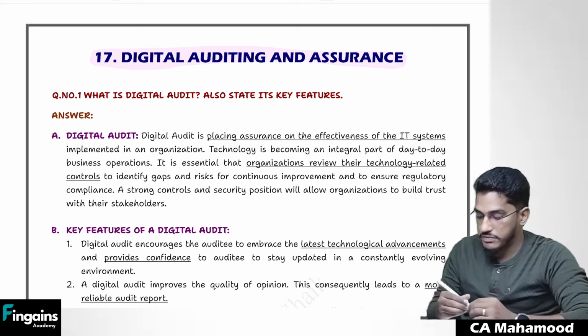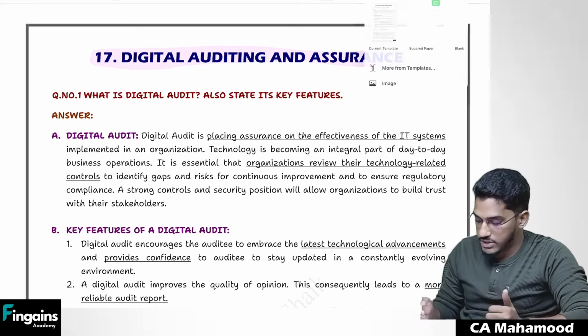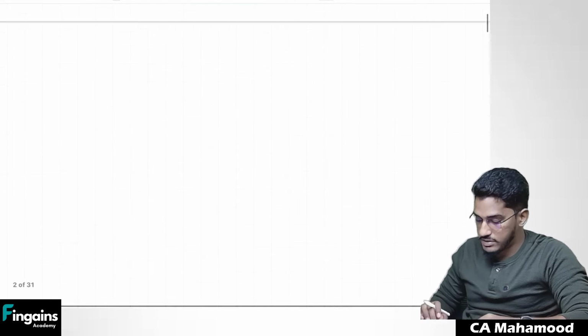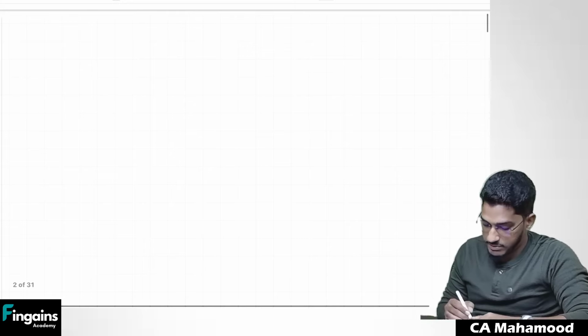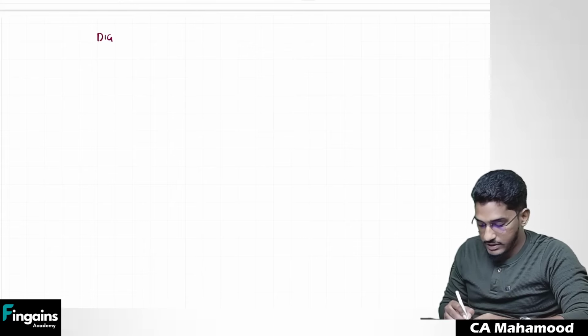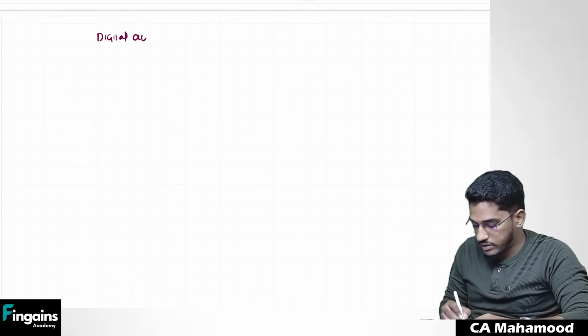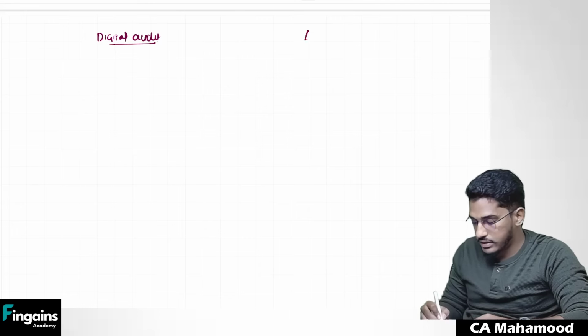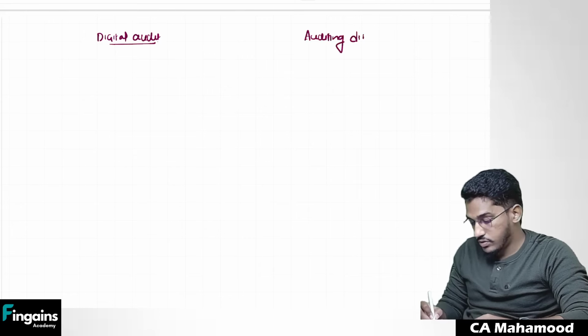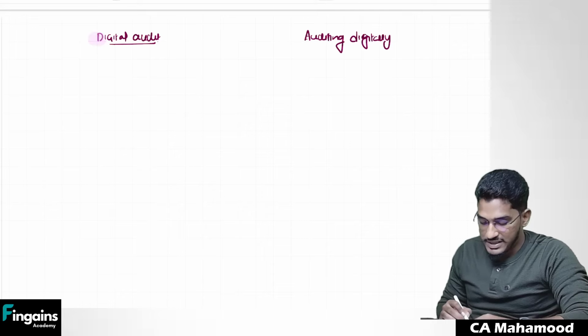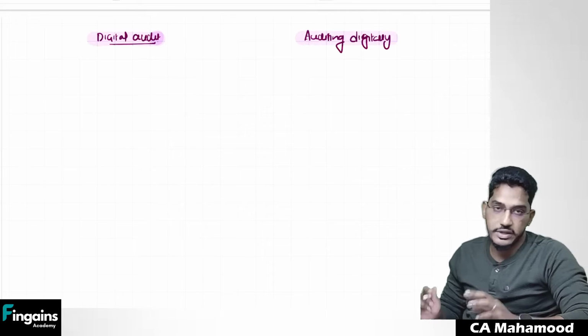The first concept in this chapter, which is going to be important from the examination perspective, is that we need to understand the difference between two things. Number one is digital audit, and the other term is auditing digitally. So we need to identify the differences between these two.